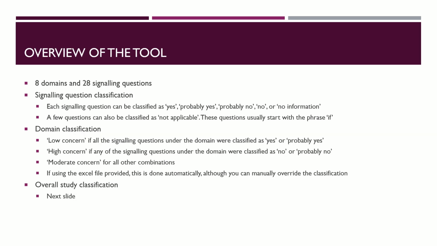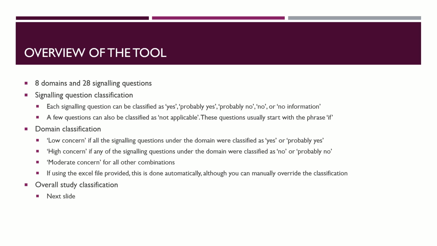The tool itself has 8 domains and 28 signaling questions. And how do you classify the signaling question? Each signaling question can be classified as yes, probably yes, probably no, no, or no information. With this regard, yes and probably yes equate to the same results later on in the domain classification. No and probably no are also equivalent in terms of how the domains will be classified. There are a few questions that can be classified as not applicable, and these questions usually start with the phrase "if."